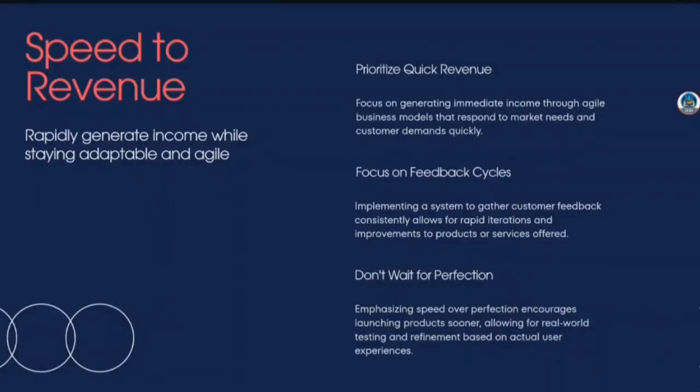Now, under speed to revenue, rapid generation of income while staying adaptable and agile within the market space is the goal. The goal, I repeat, is you being able to generate income while staying adaptable. One of the characteristics of a human being or a living thing is adaptability. You must be able to adapt, stay strong, and yet make rapid income. That's the goal for speed to revenue, where you're able to do that fast. I call it the sharp shift.